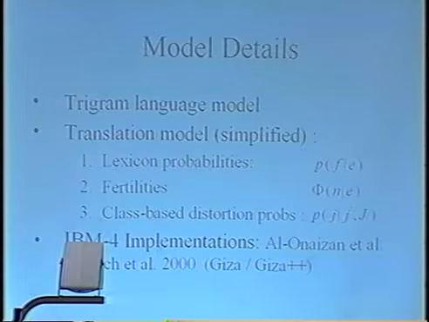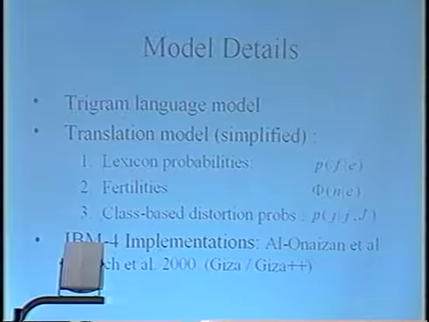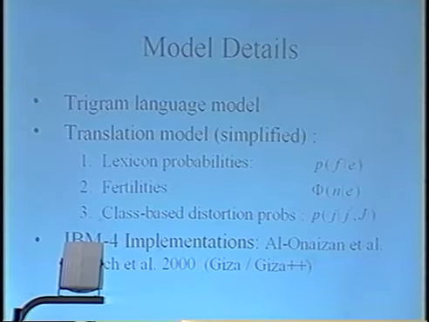And there are class-based distortion probabilities. I don't show the class here for simplification purposes. This is a probability on the order in which the source positions are processed. Using this one is able to model things like that the adjective follows the noun in French.